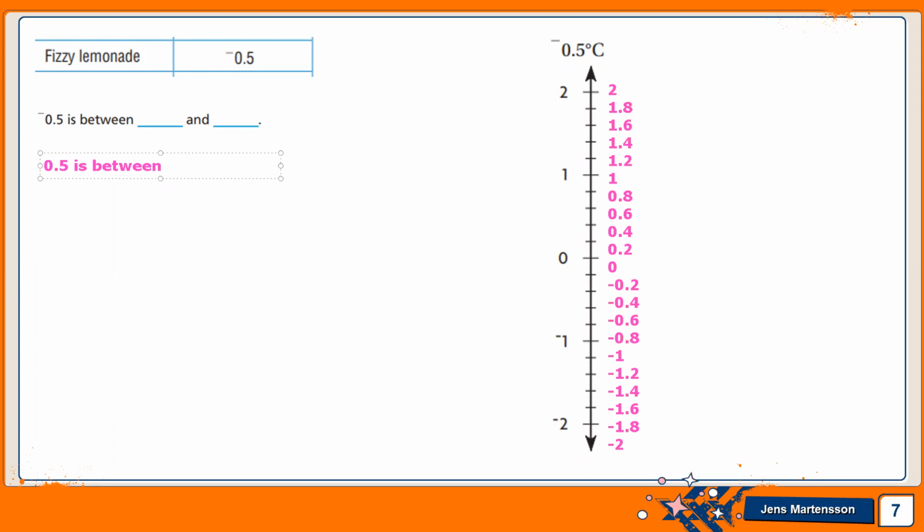Let's see. Wait. Jumana, where's Jumana? There's Jumana. Yes, Jumana, 0.5 is between what? Positive 0.5. Miss, I want Jumana. Yes, Jumana, continue, please. Positive 0.5 between two numbers.